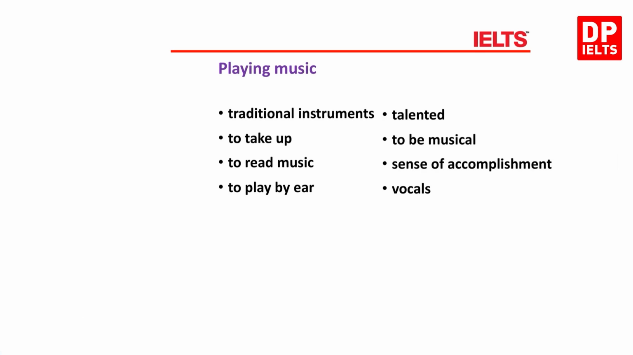Sense of accomplishment is when you've achieved something that you can be proud of, right? So say that you passed a music exam, you can say, I have a real sense of accomplishment for passing my music exam. Vocals is a part of a piece of music that is sung. For example, you can say, my parents met in a band. Dad was a guitarist and mom sang vocals.